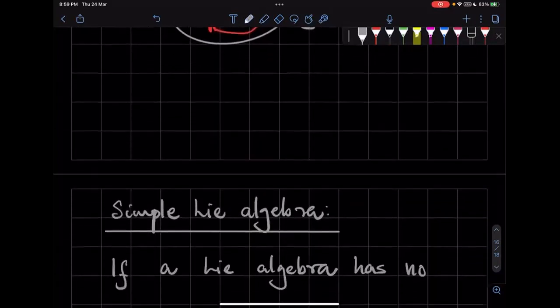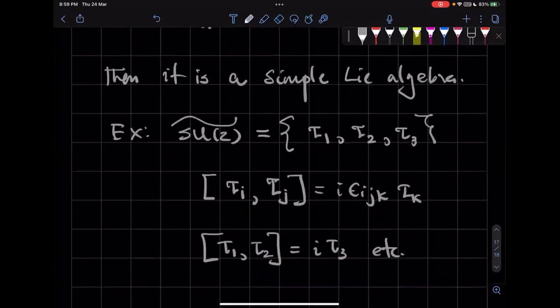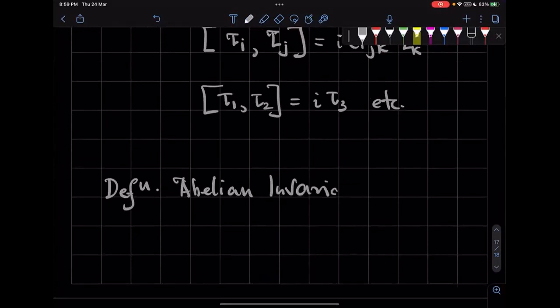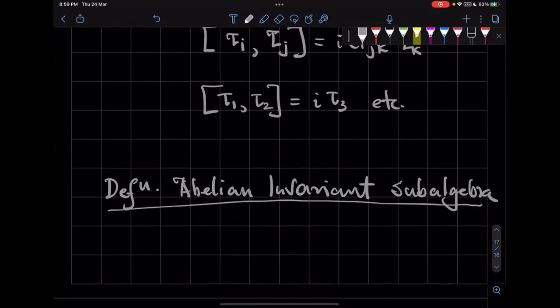So SU2 is a simple Lie algebra. Let's define another important concept. Now we know what an invariant subalgebra is, but we will also need an abelian invariant subalgebra. And when we do more examples, we shall see cases of these things. Okay.